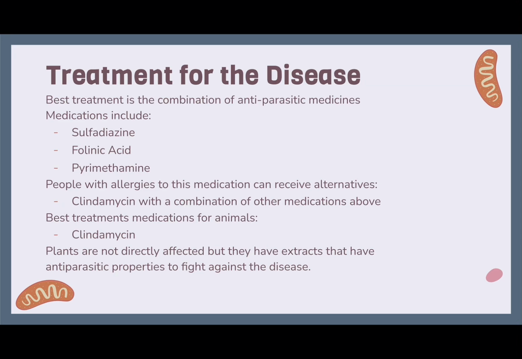If someone has a medication allergy to these specific medicines, then clindamycin and other medications can be used to help reduce the parasite. For treatments in animals, clindamycin will be used as the main treatment and will be used in combination with other medications listed above. For plants, since they are not directly affected by the parasite, their extracts have shown anti-parasitic activities to fight against the disease.